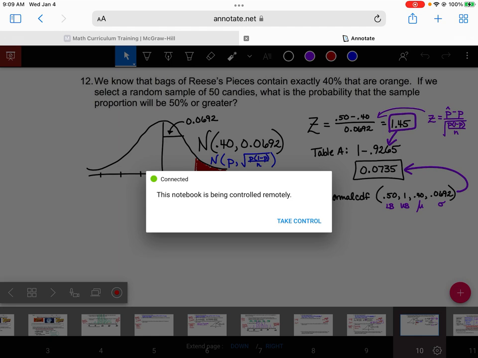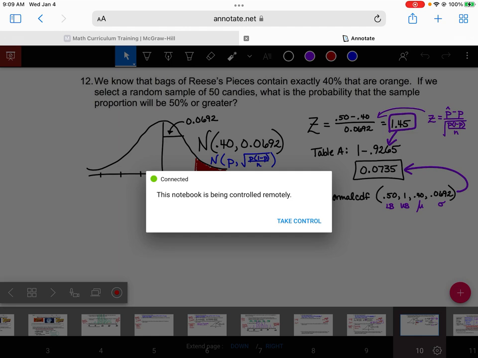Yes, ma'am. I have a question. So is there ever going to be a time that we have to use one over the other? Where you have to use table A? No, but there will be times where you would have to calculate a z-score by itself. Okay. So make sure you know how to calculate the z-score.